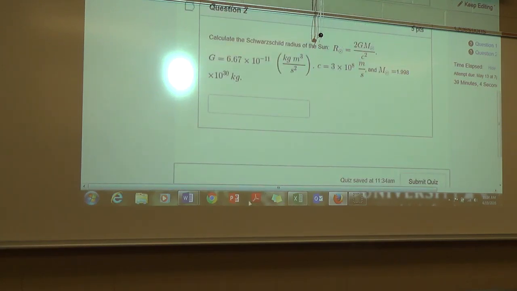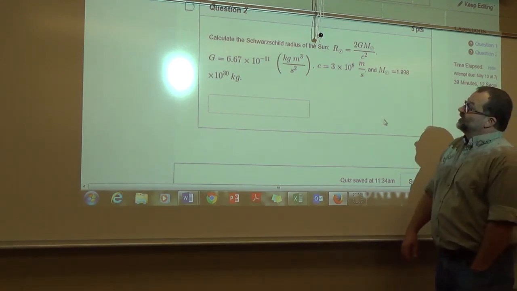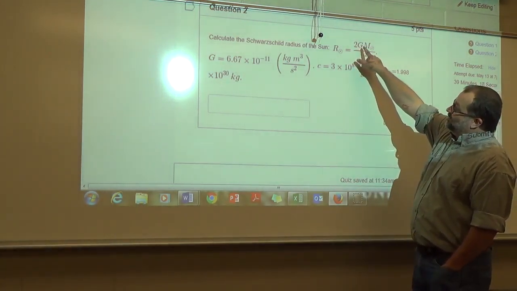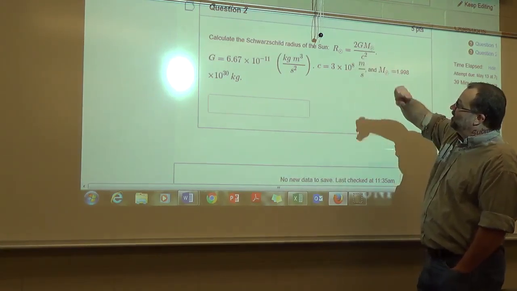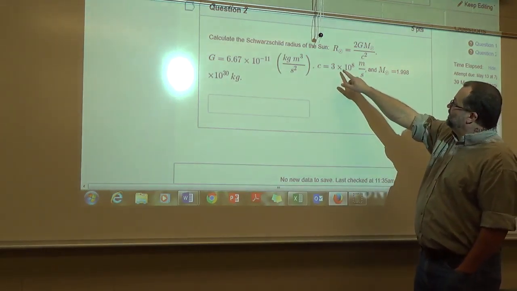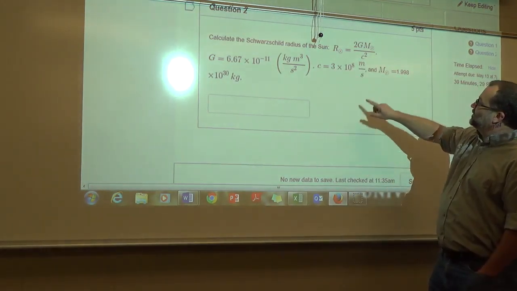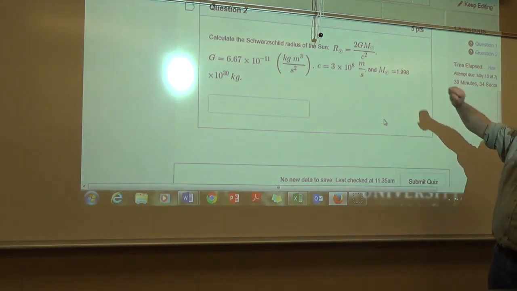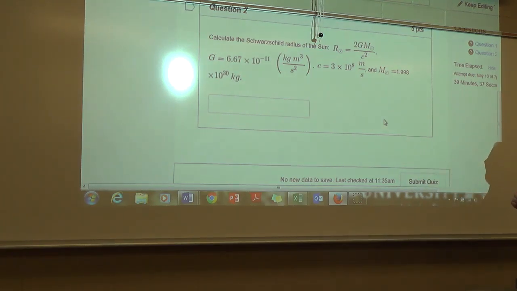Last problem. Calculate the Schwarzschild radius of the sun. All right, so the Schwarzschild radius of the sun is 2 times G times the mass of the sun divided by the speed of light squared, right? G is 6.67 times 10 to the minus 11. C is 3 times 10 to the 8th. Mass of the sun, 1.998, as I listed it here, 1.998 times 10 to the 30th kilograms, right? This gives us the mass of the sun.